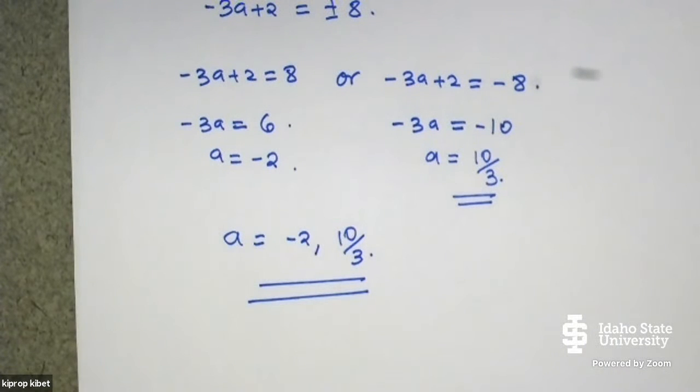Put it together. Any question after this? Make sure you remember that one over there: negative 3a plus 2 is equal to 8, or negative 3a plus 2 is equal to minus 8.